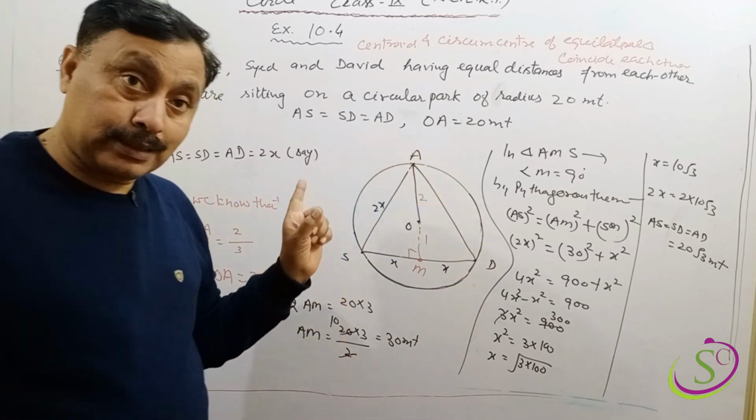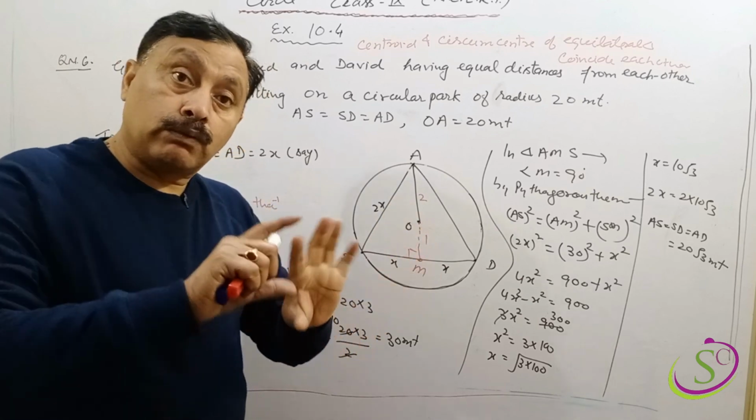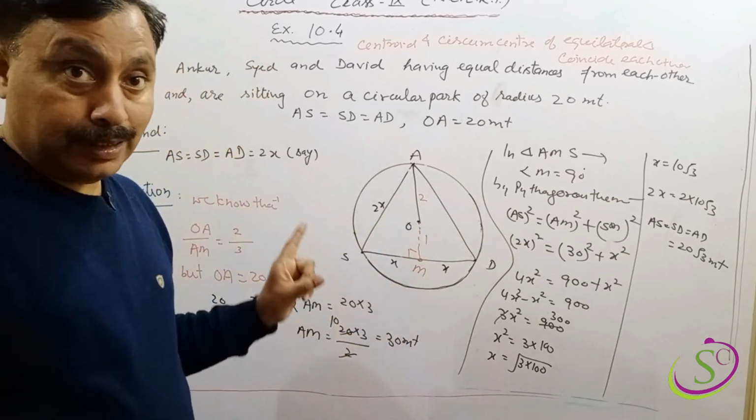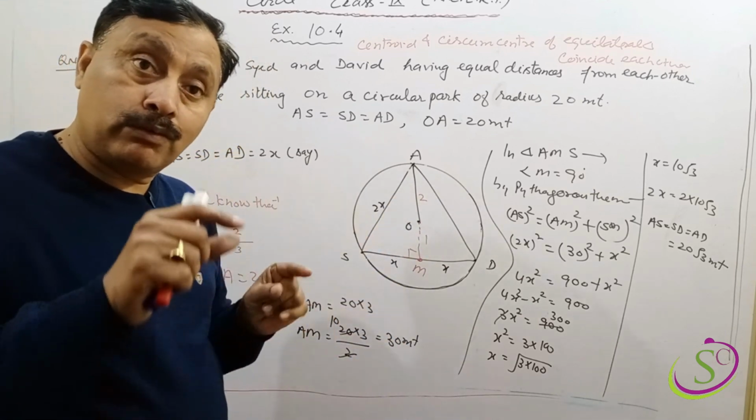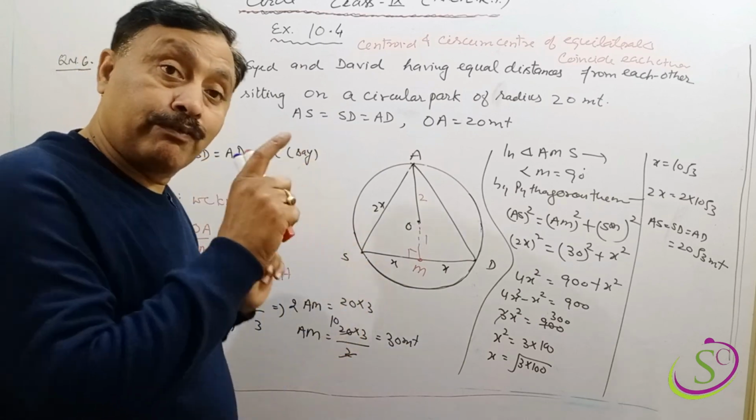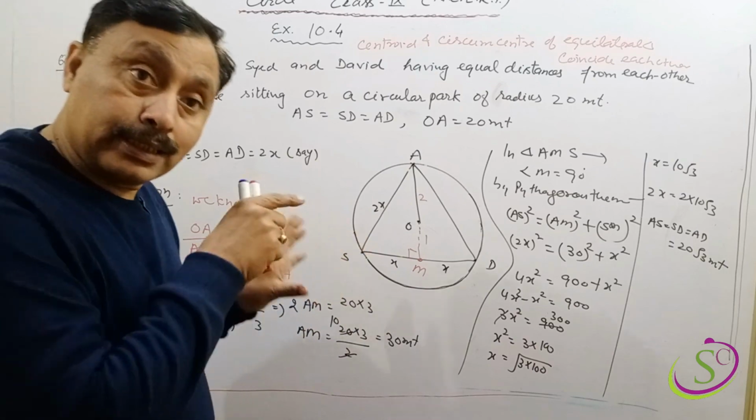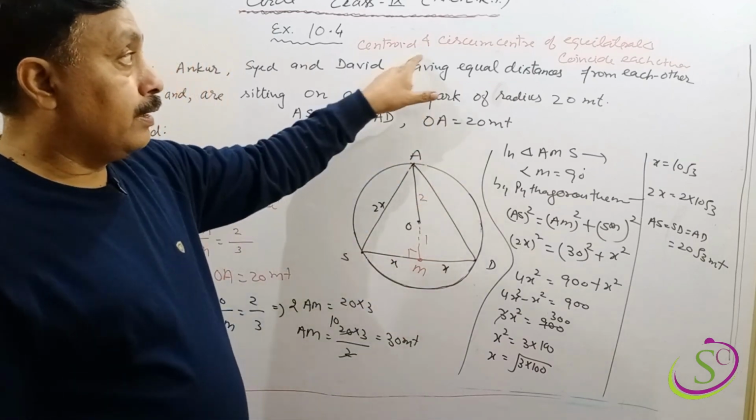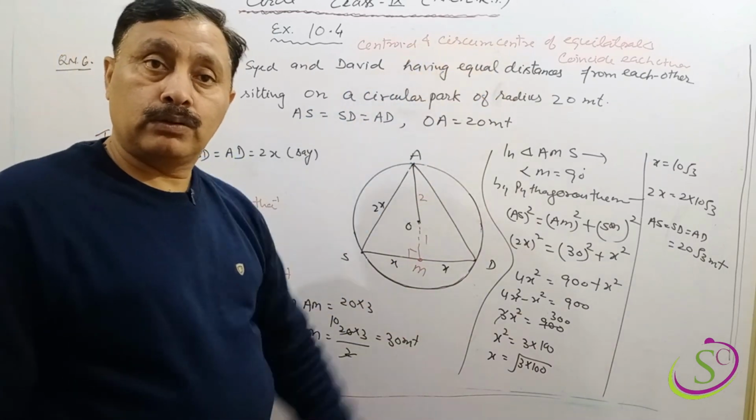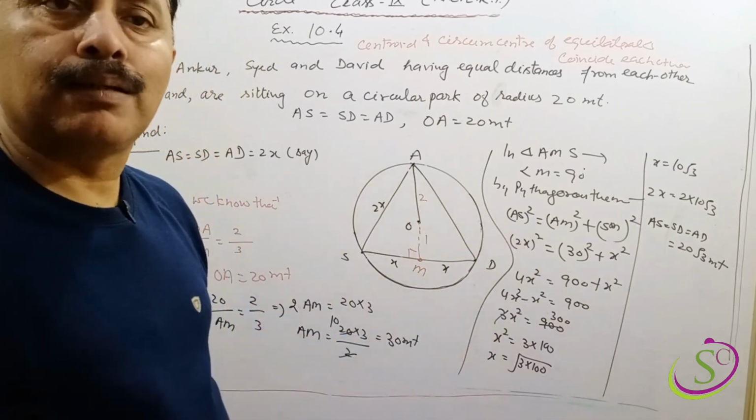So if you revise this 3 or 4 times, you will be clear. Otherwise you will be confused. So you have to revise this minimum 4 or 5 times if you want to understand this question. Okay, and learn this statement. Okay, thank you. Exercise complete.